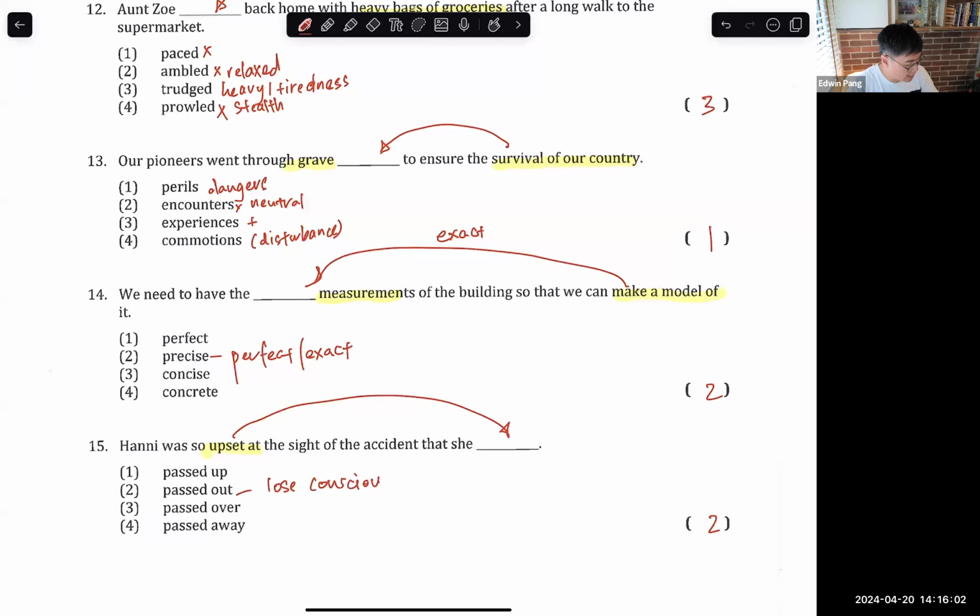So you are so angry, all the blood rushes to your head, right? And then you get overcome with emotion and then you lose consciousness. You black out for a moment, okay? You lose your consciousness and your composure. That's what being upset to the extreme can sometimes do to you.